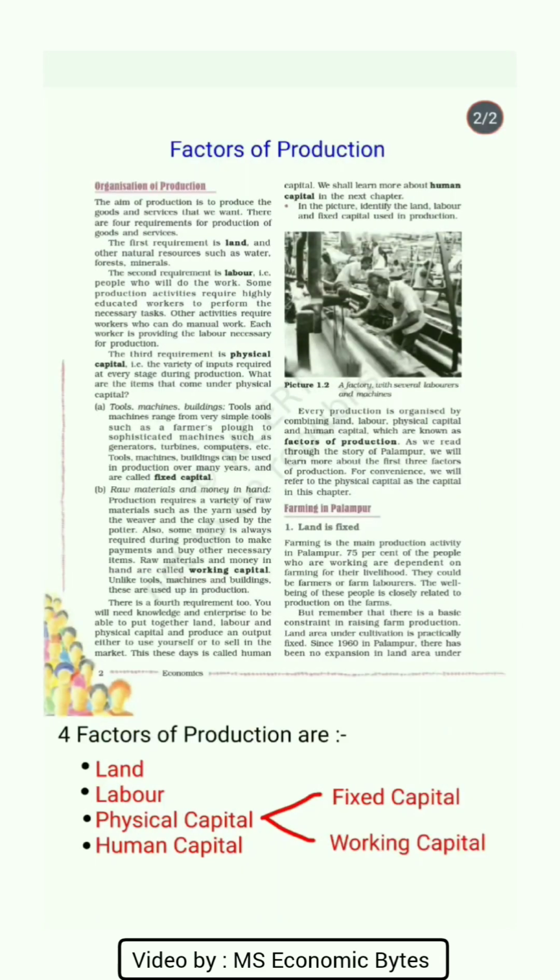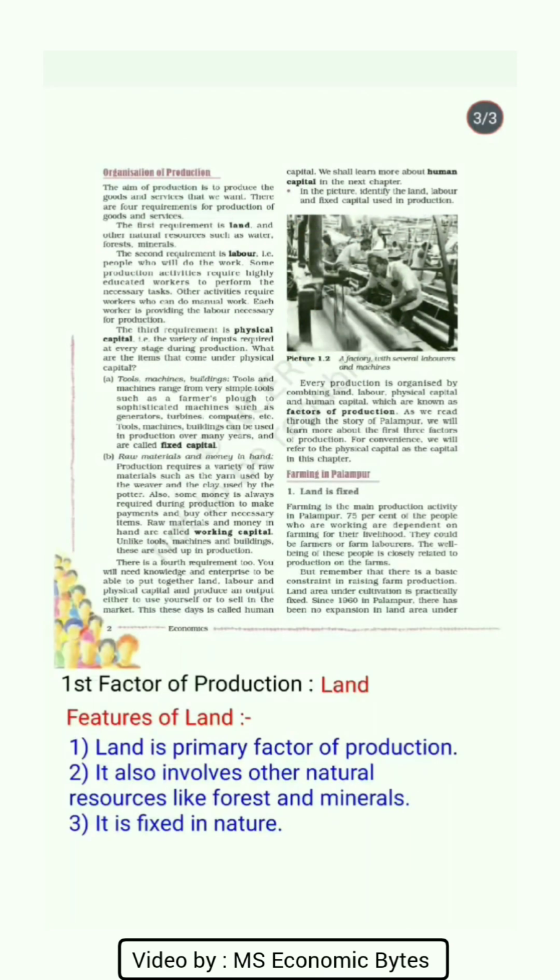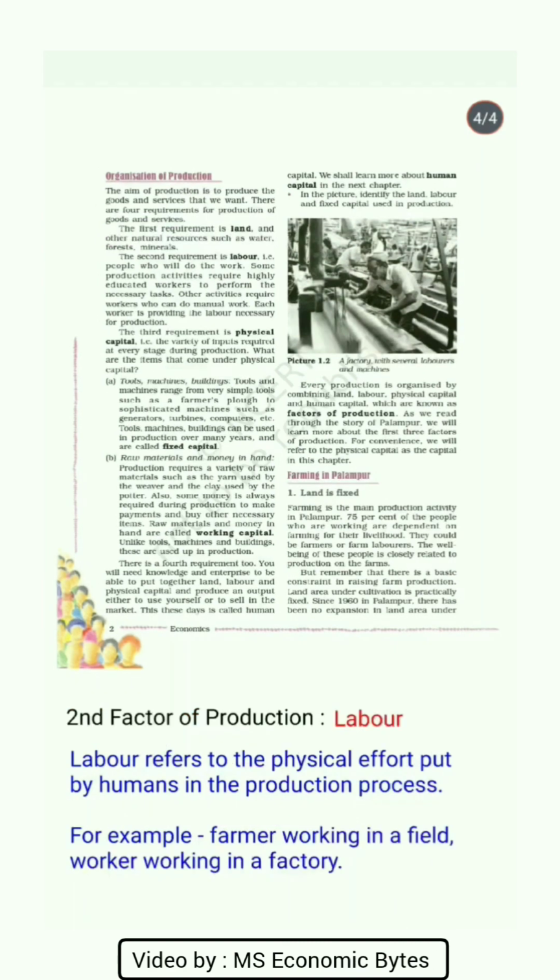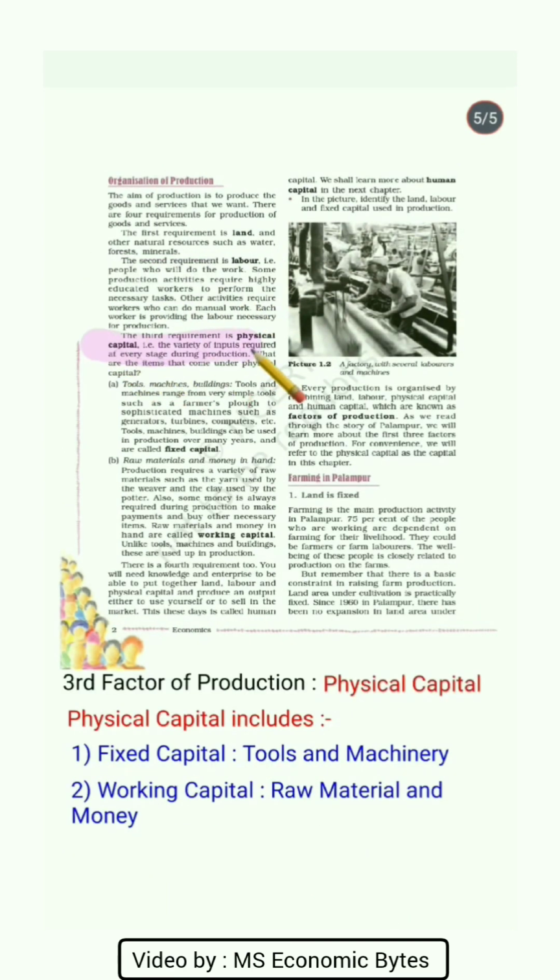On the second page, we are studying the organization of production, which is nothing but the factors of production. There are 4 factors of production: land, labor, physical capital and human capital. The first factor of production is land. It also involves other natural resources which are a primary necessity in the production process. The second factor is labor, which involves the physical effort put in by human beings. The third factor is physical capital, which includes fixed capital and working capital.